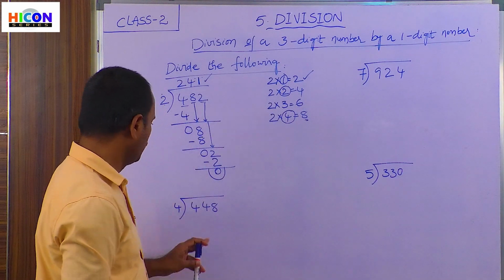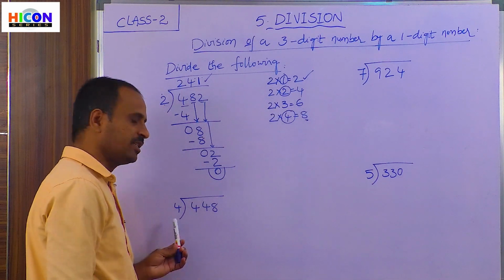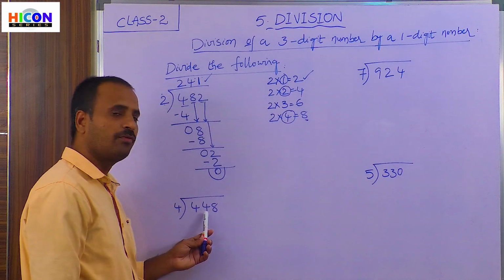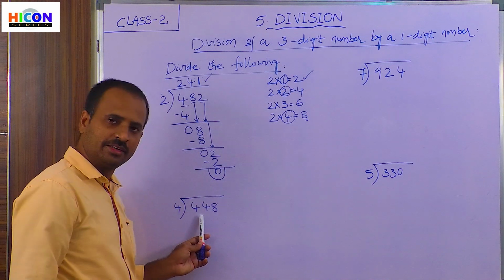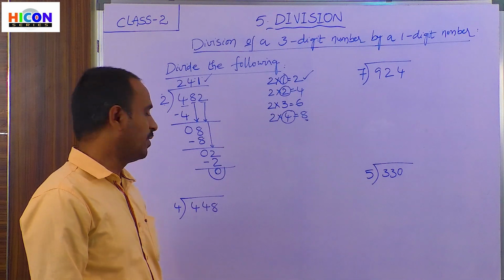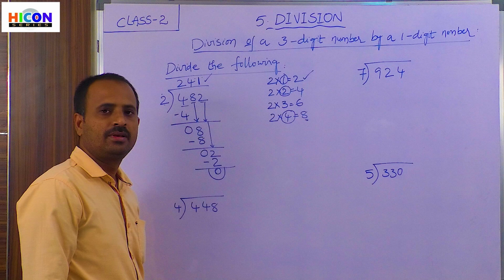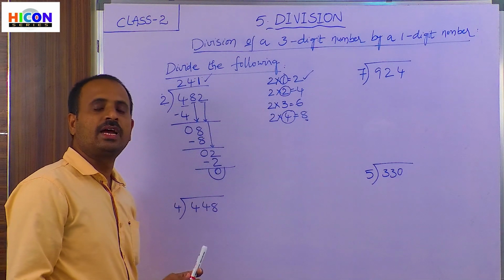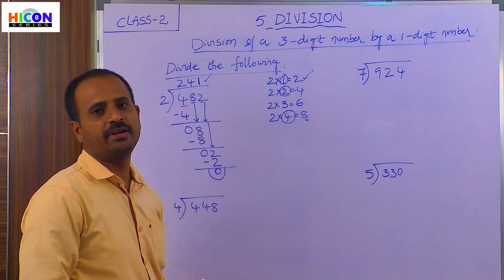In the same way, look at the next problem. So here what is the divisor? The divisor is 4. And what is the dividend? The dividend is 448. So here the dividend is a 3-digit number and the divisor is a 1-digit number. We have to divide this 3-digit number by a 1-digit number. So again the same process. Here there are 3 digits, so we have to do the division by taking each digit separately.